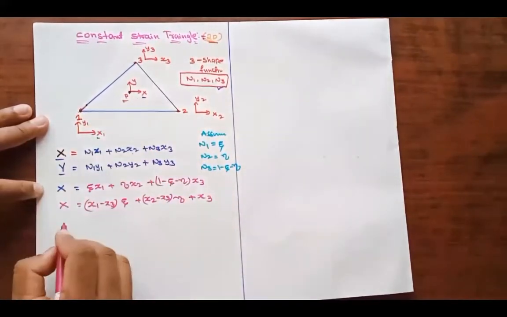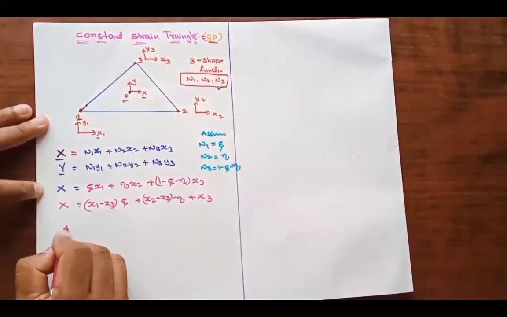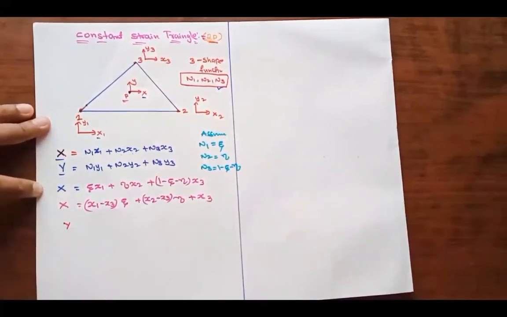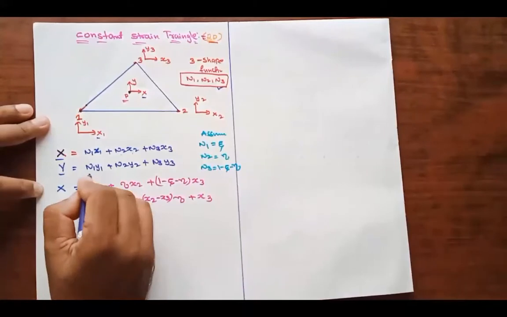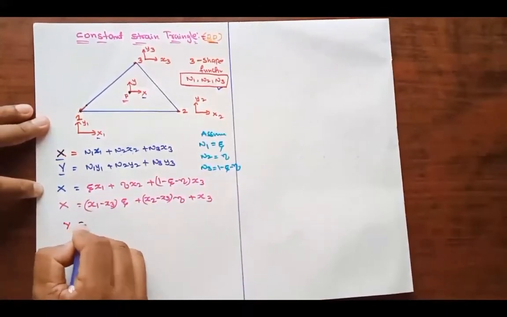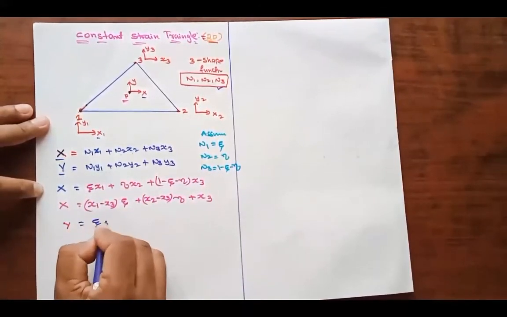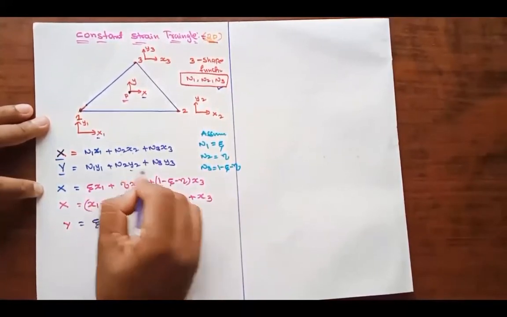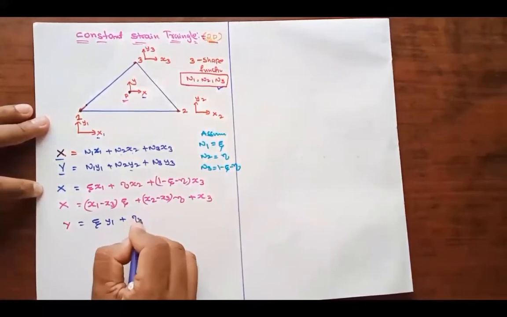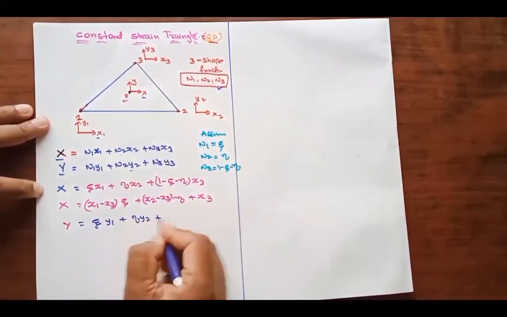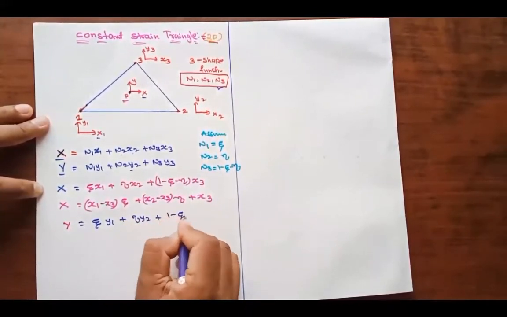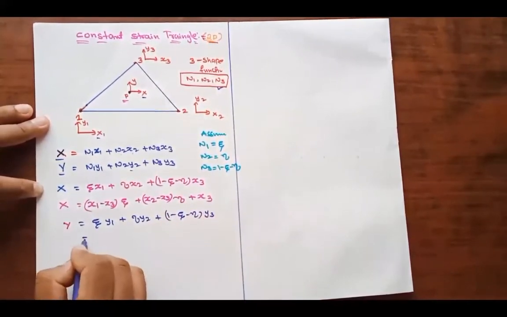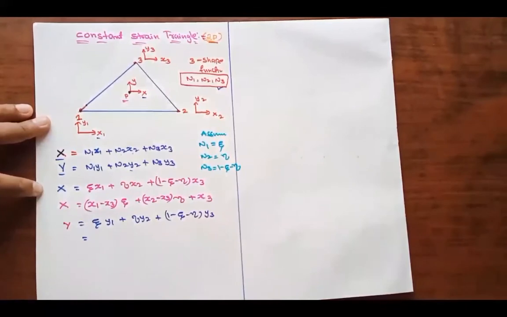Similarly, at a given point P, the capital Y can be defined as Y = N1 y1 + N2 y2 + N3 y3, where N1 is equal to zeta, N2 is equal to eta, and N3 is nothing but 1 minus zeta minus eta. So this can be rewritten if you separate the zeta terms and eta terms in the above equation.